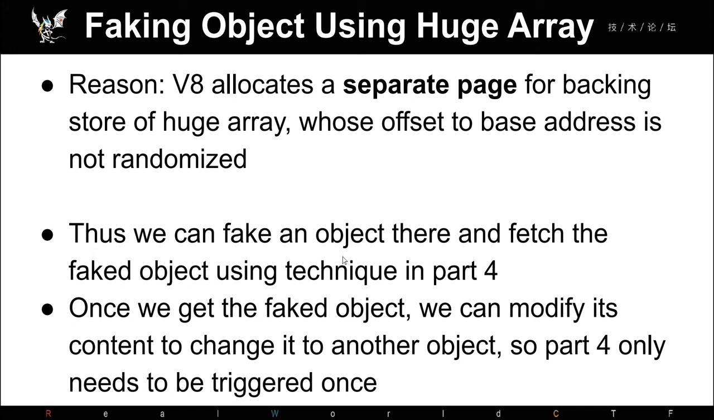Thus, we can fake an object and fetch the fake object using the technique that we covered in part 4. So now we already have a fake object primitive. One thing to note is that we can just modify its content in the huge array to change it to another object without triggering the bug again. So part 4 only needs to be triggered once.